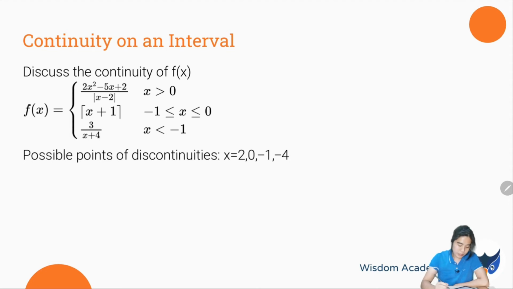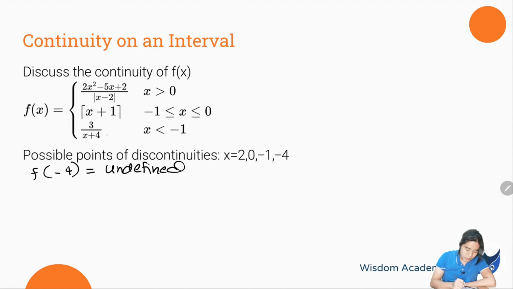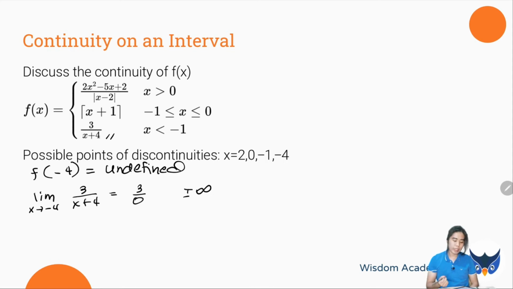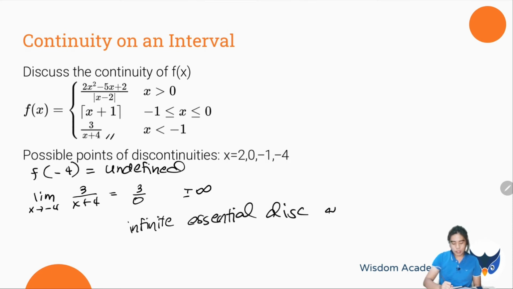So lastly, we will check its continuity at x is equals to negative 4. So we know at x is equals to negative 4, it will have an undefined value, since the denominator will be equal to 0. So, hanapin naman natin yung limit niya as x approaches negative 4. So, by direct substitution, alam natin na magre-result siya sa 3 over 0. So, positive or negative infinity siya. So, for continuities, usually, hindi naman natin kailangan alamin kung ano yung sign niya. Dahil from this data, alam na natin na magkakaroon siya ng infinite essential discontinuity at x equals to negative 4.